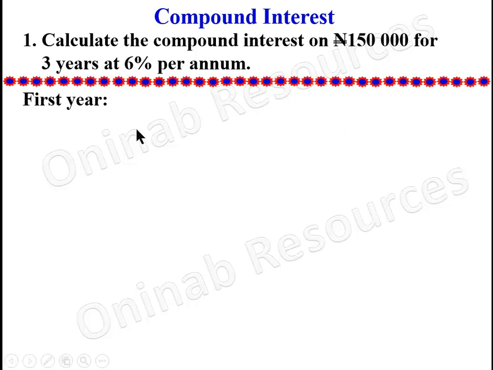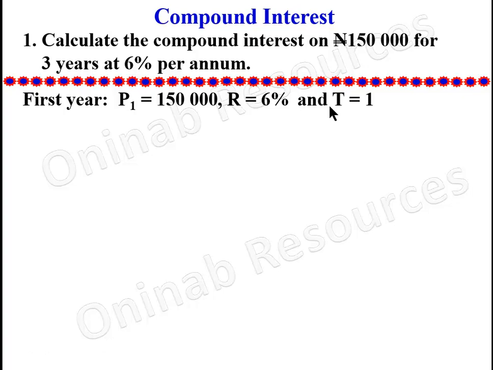The principal in the first year is 150,000 naira. The rate will still be 6%, and the time will be 1 year, since we are just calculating for that particular year. So the interest now in the first year will be the principal times time times rate over 100, which is going to give us 150,000 times 1 times 6 over 100.